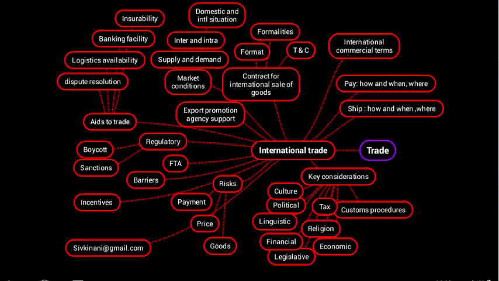As we have seen earlier, in international trade there are various regulatory aspects. There are aids to trade that facilitate trade between two nations. There are export promotion agencies which make life easier for the exporters, and the Incoterms and other key guidelines released by the International Chamber of Commerce come to the assistance of the buyer and seller in drafting the international trade contract. There are risks: the payment risk, the price risk, and the goods risk, and the key considerations could be the culture, financial, legislative, and customs procedures in these nations.